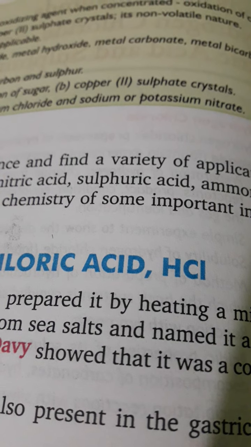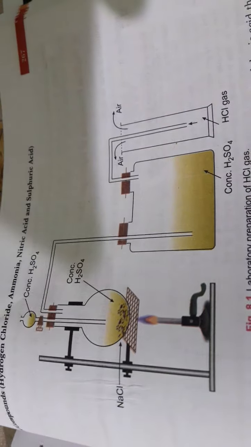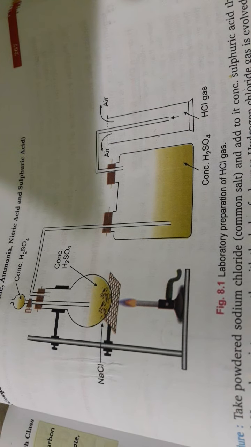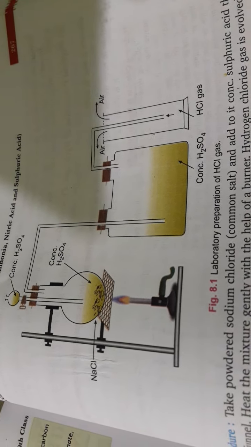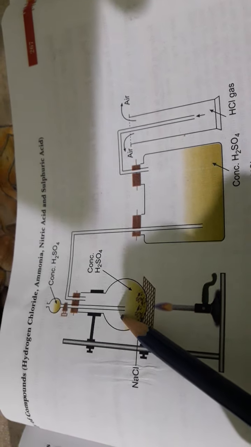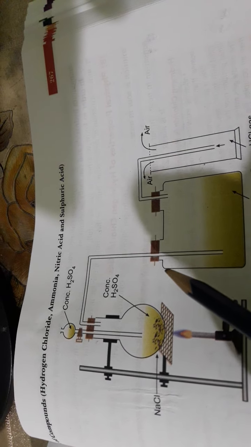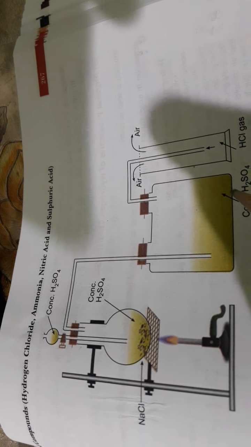Now, according to the syllabus, we will start with the laboratory preparation of HCl. Now we will start with the laboratory preparation of hydrogen chloride gas. You all can see the diagram which is below, and you can see that this is a round bottom flask, and there is a cork which has two holes. In one hole, thistle funnel is inserted, and through the other hole there is a delivery tube which is passing through a wolf bottle which contains concentrated H2SO4.